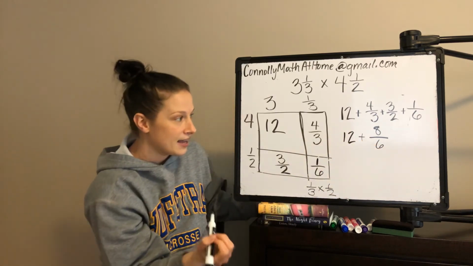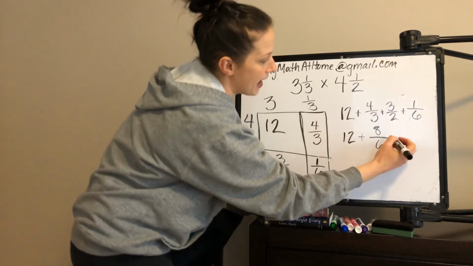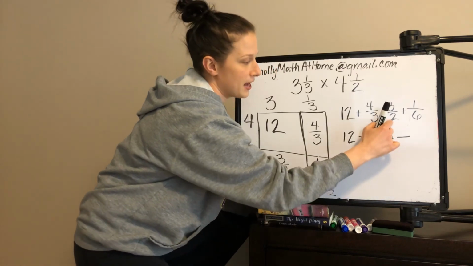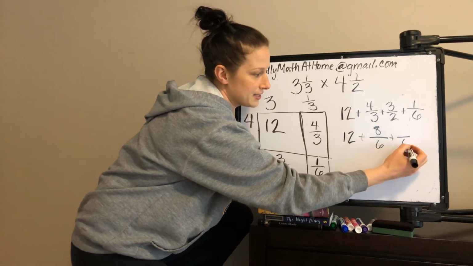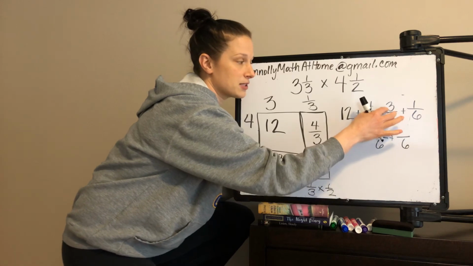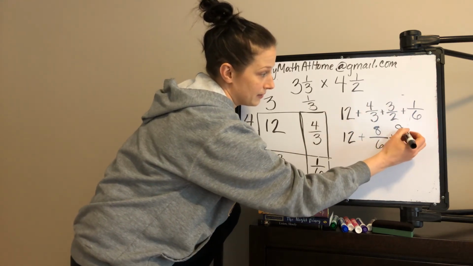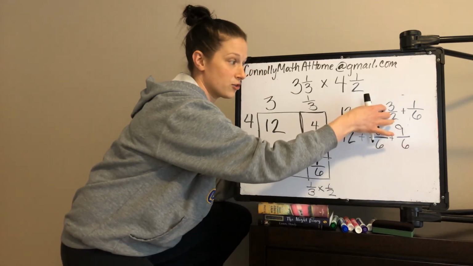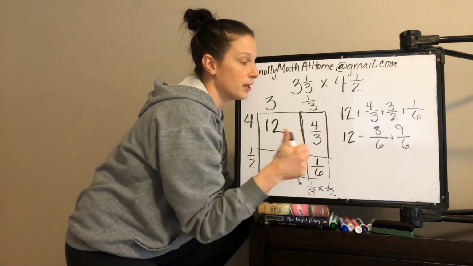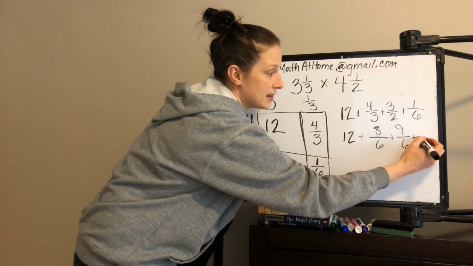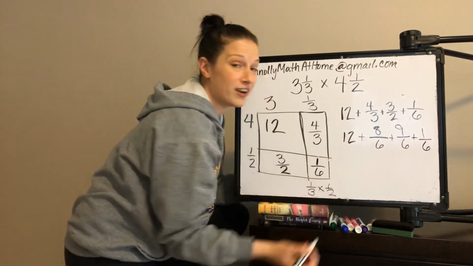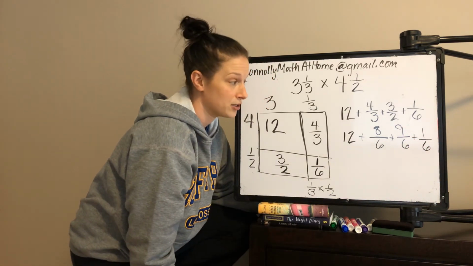Okay? Then I'm going to think about 3/2. And if I multiply 2 times 3, I'll make 6. So I need to multiply my numerator times 3, which would get me 9. Again, fraction greater than a whole, fraction greater than a whole. It makes sense. And then that one is already 6ths. So I'm good to go there.